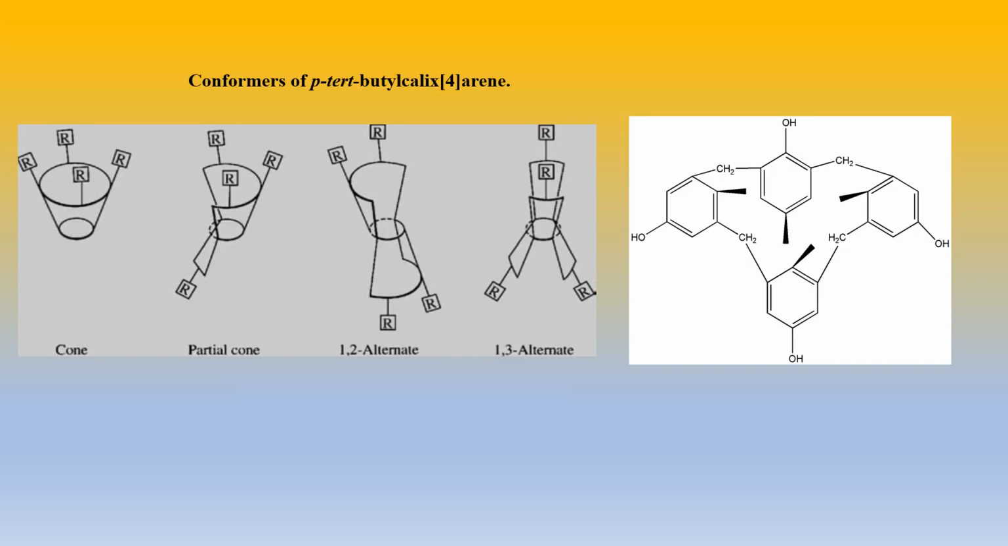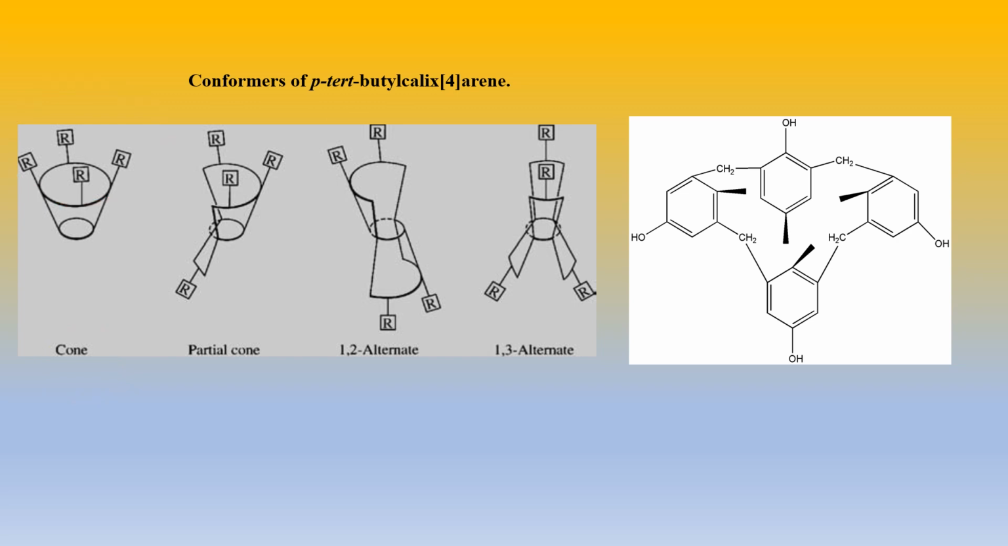So the conformations for para tertiary butyl calixarenes, and more or less for all calixarenes, depend on the alkyl groups and the phenolic groups. If all are oriented in the upward position, then it is called the cone conformer. If 3 are in the upward position and one aromatic ring is oriented totally opposite to the other 3 rings, then it is called partial cone. Another one is the 1,2-alternate conformer.